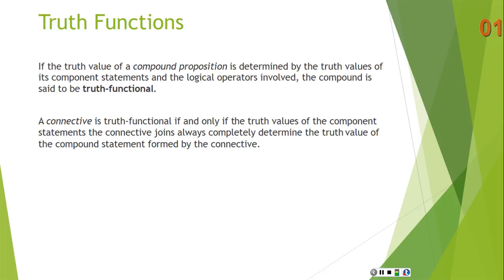If the truth value of a compound proposition is determined by the truth value of its component statements and the logical operators involved, the compound is said to be truth functional. What does that mean? It means that when you're dealing with a compound proposition, and you have a logical operator and a statement. So, it's not the case that Obama is president. It's not the case that would be our logical operator. Obama is president would be our statement.